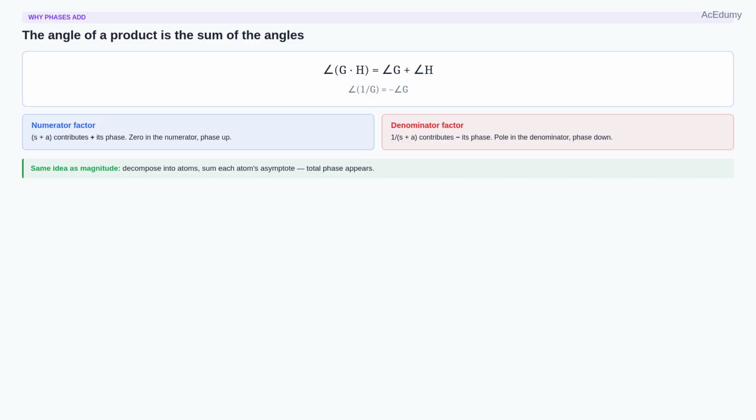So a denominator factor like 1 over s plus a contributes minus its phase, while a numerator factor like s plus a contributes plus its phase. Mirror images. Just like with magnitude, we get a sum of asymptotes, only this time the asymptotes live on a phase axis marked in degrees.